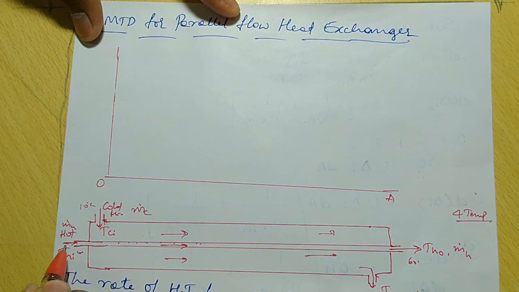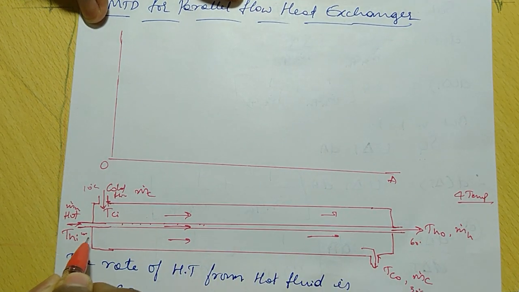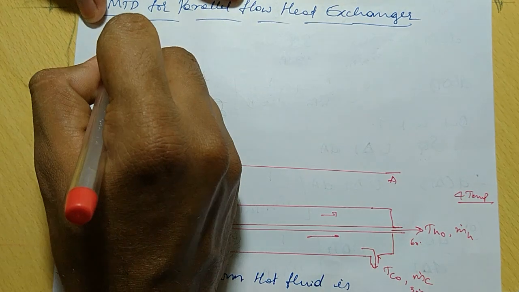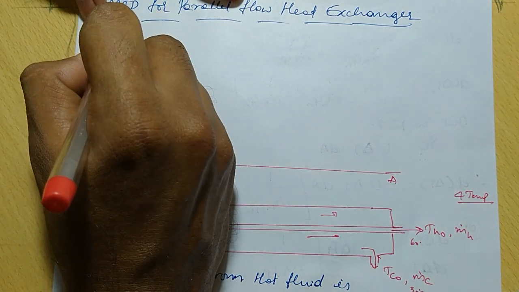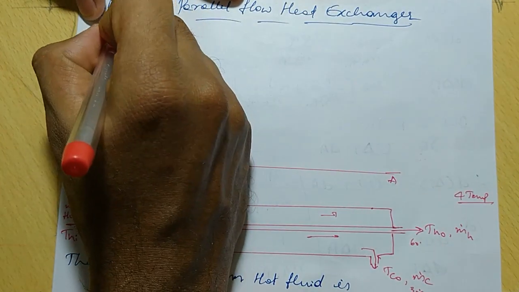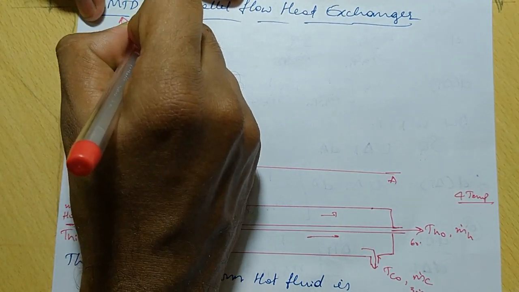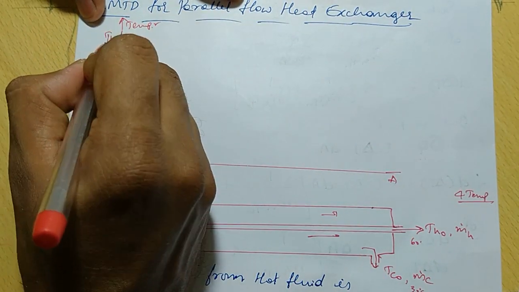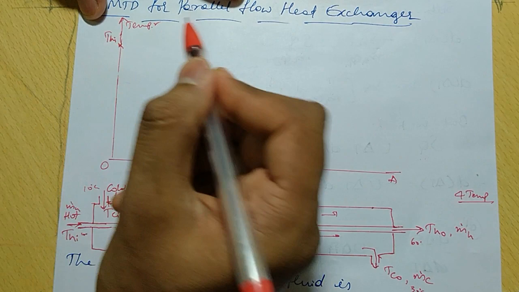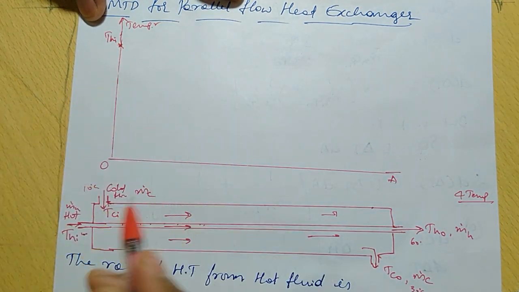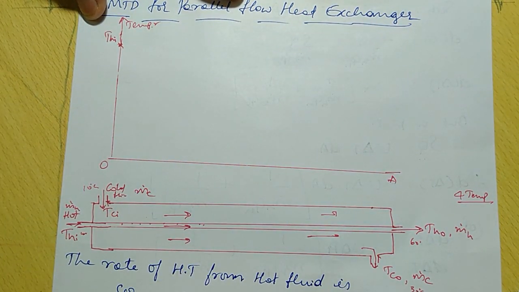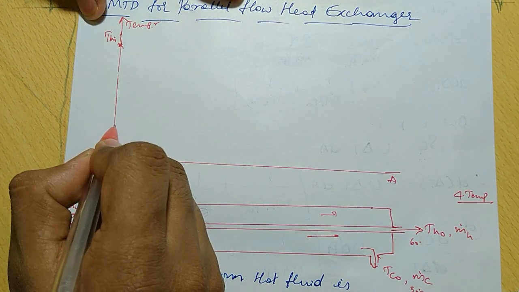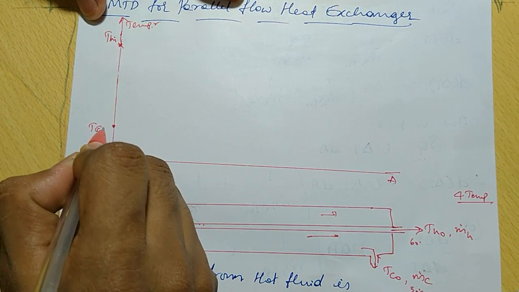THI is the highest temperature among the 4 temperatures. So I represent THI here, because this is the temperature axis, temperature in the y-axis. THI is the highest temperature, so I mark the highest value here. Out of the 4 temperatures, the least temperature is the TCI. I represent it here as the TCI.